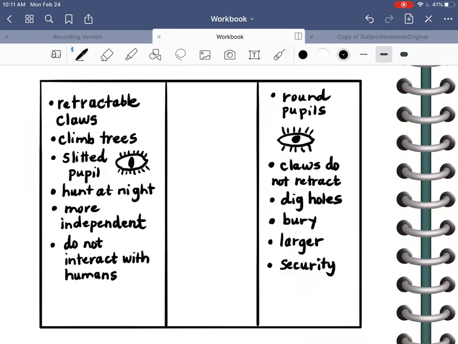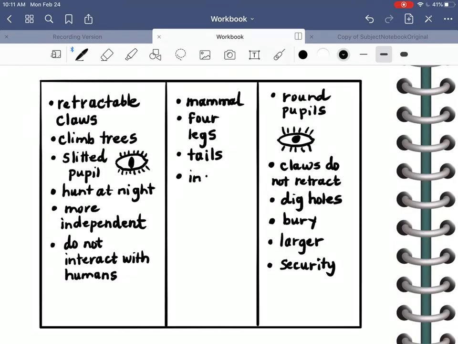Okay, now both cats and dogs. So let's talk about how they are the same. They are both mammals, which means they both produce milk for their babies. They both have 4 legs, so they're quadrupeds. They usually both have tails. Some breeds don't, but most dogs and cats have tails that they use to communicate, and they also use for balance.